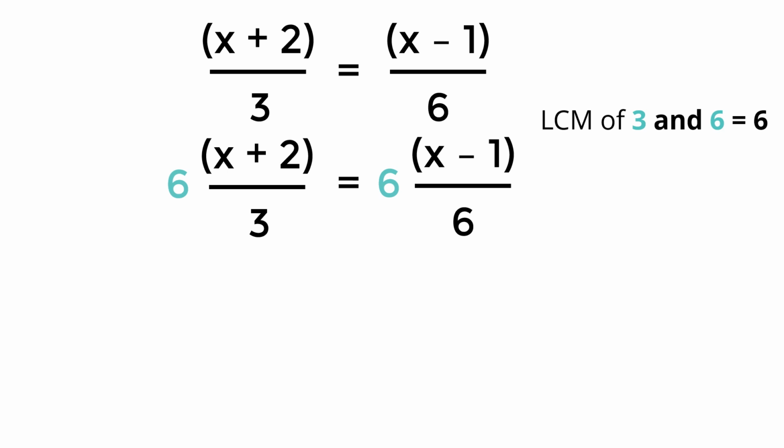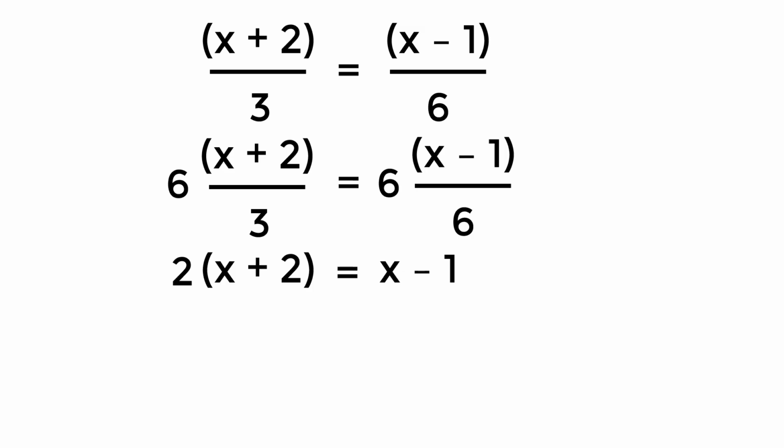On the left side, 6 divided by 3 is 2, so we get 2 times x plus 2. On the right side, 6 divided by 6 is 1, so we are left with x minus 1. So now the equation becomes 2 times x plus 2 equals x minus 1.